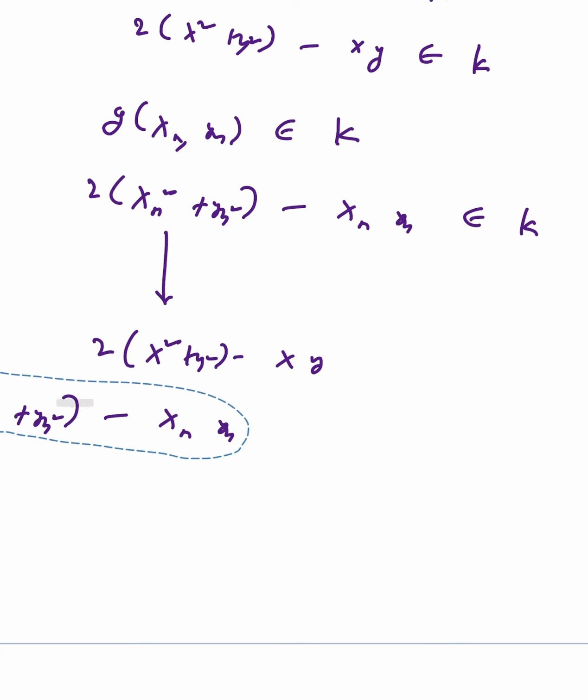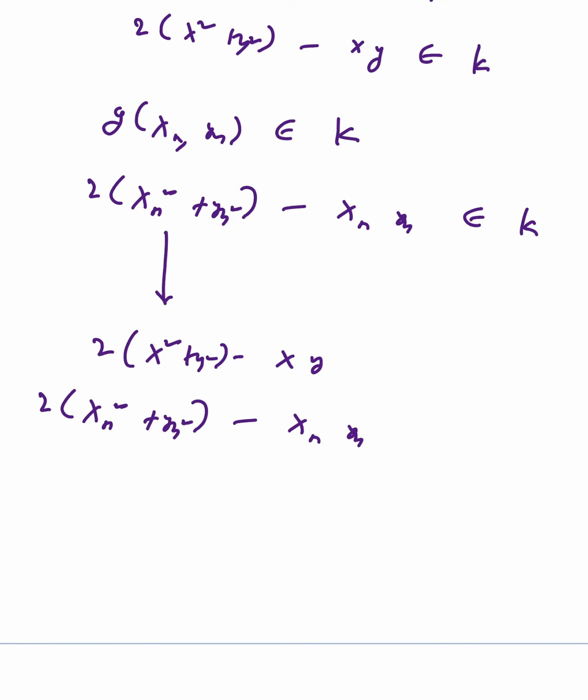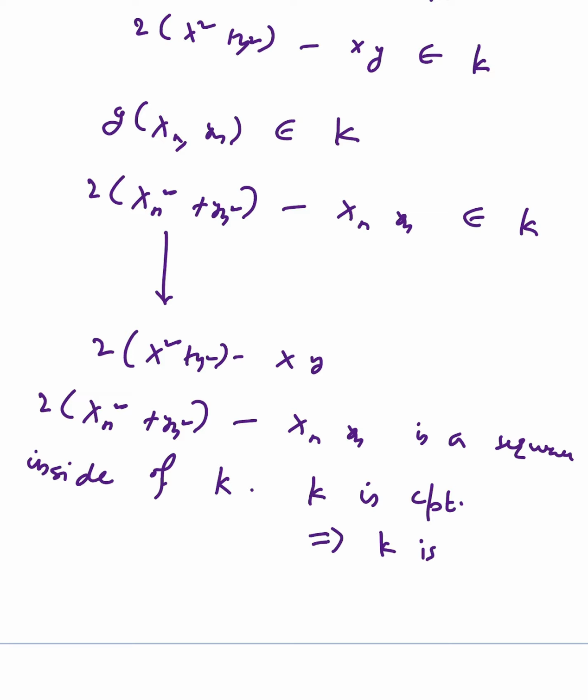So here is a sequence inside of K, and K is compact, right? And since K is compact, it has to be closed by Heine-Borel theorem. K is closed.